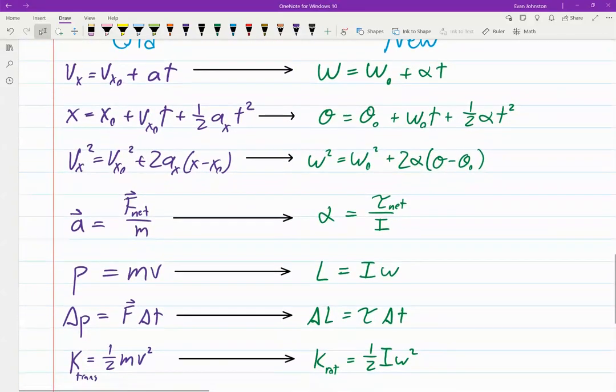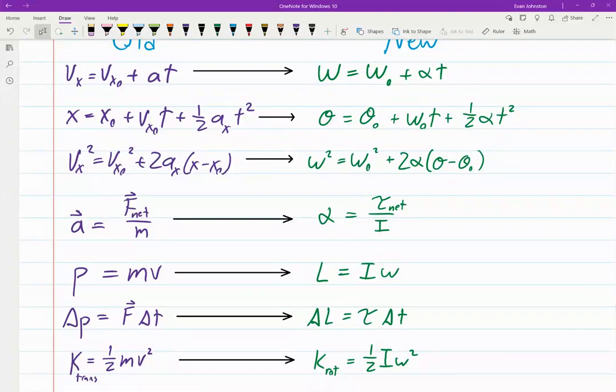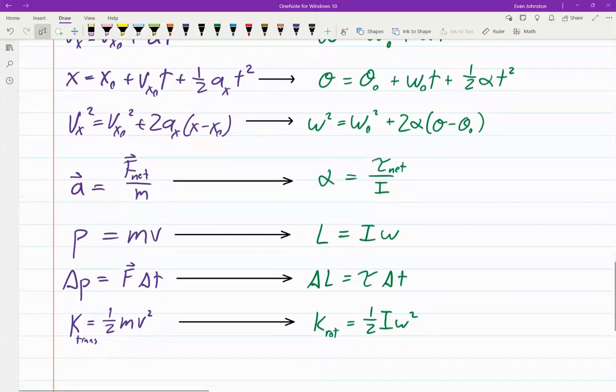And ta-da, there are the new versions. We're replacing v's with omegas, a's with alphas. Time is still t for time. x has become theta. Forces become taus. m's become I's. p's become L's. And I think that really sums it up.